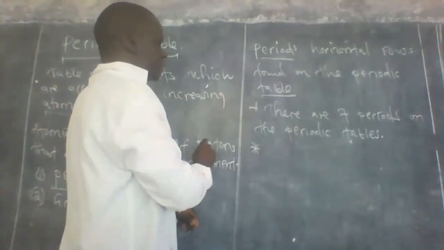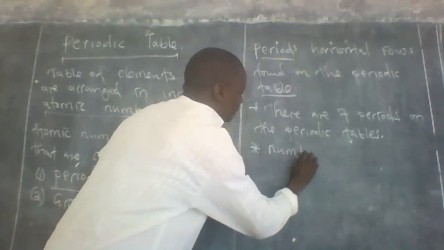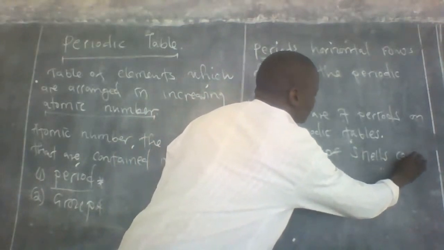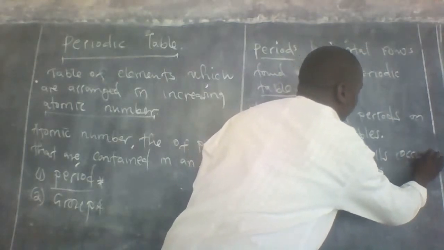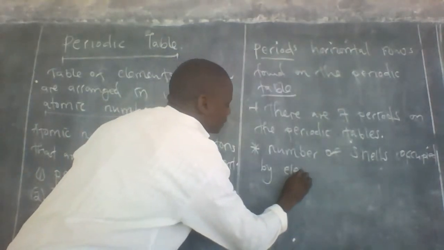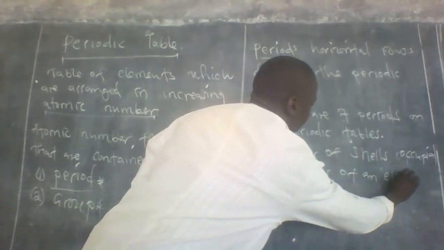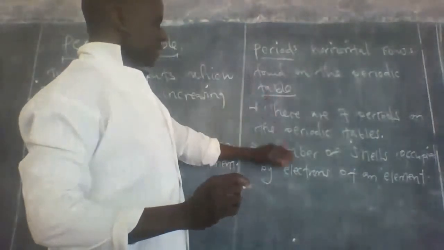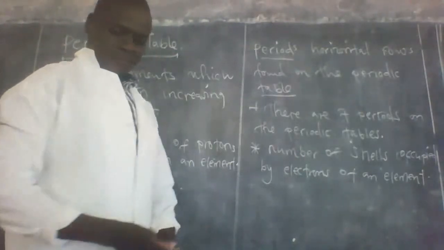So we are saying this period is there to tell us the number of shells occupied by electrons of an element. So I'll repeat that. The period is there to tell us the number of shells that are occupied by electrons of an element.